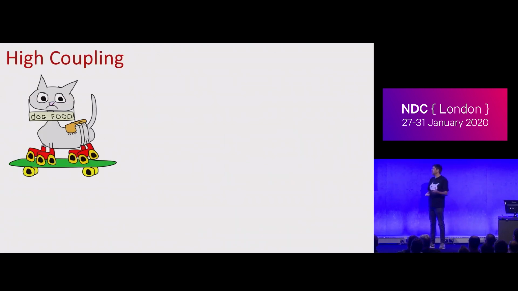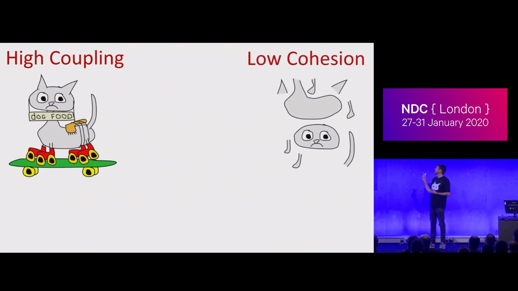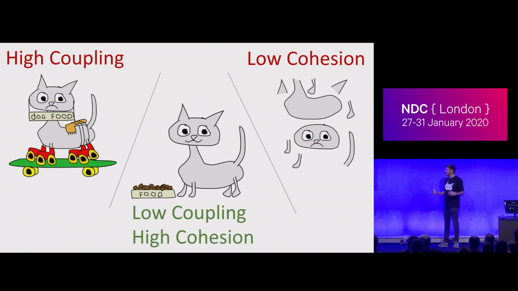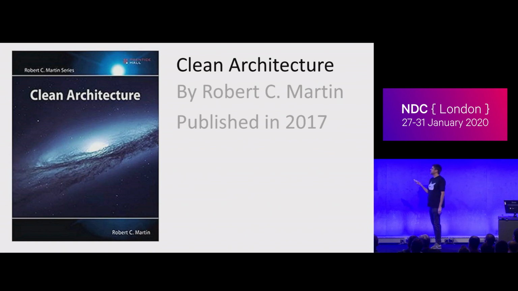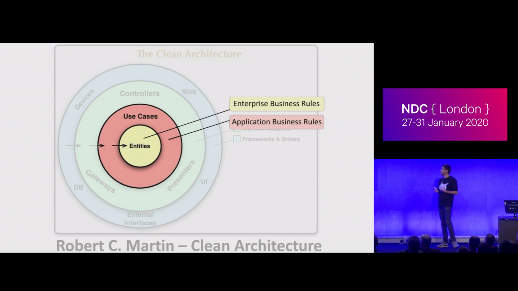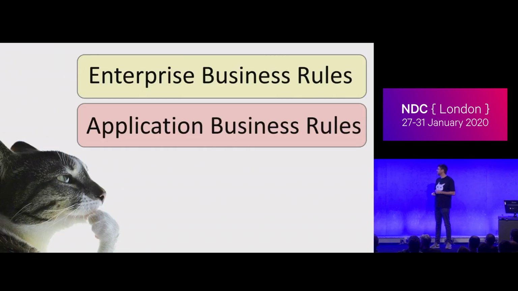So we want to avoid high coupling, but we also want to avoid low cohesion and aim for this sweet spot in the middle where we've got low coupling and high cohesion. Robert Martin, in Clean Architecture in 2017, builds on some of his earlier Clean Code work. He had this architecture diagram with use cases and entities, labeled as enterprise business rules and application business rules. So what is the difference between these two?